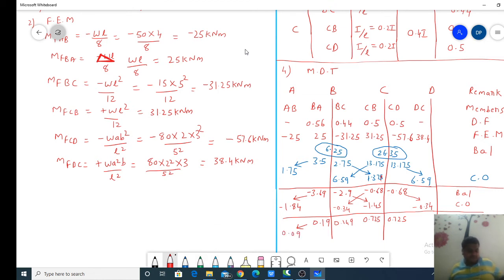0.09, and after 0.149, half comes out to be 0.075, then 0.725 half comes out to be 0.36. So this is the third iteration that I have done, right?